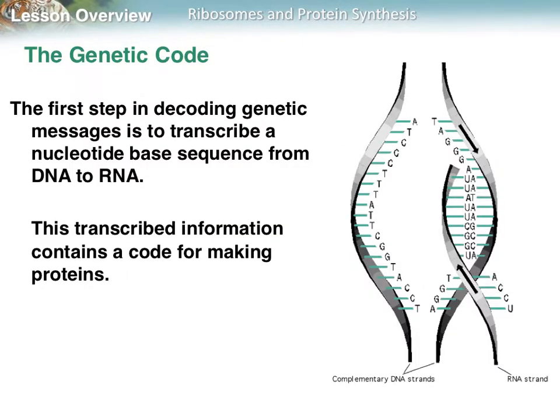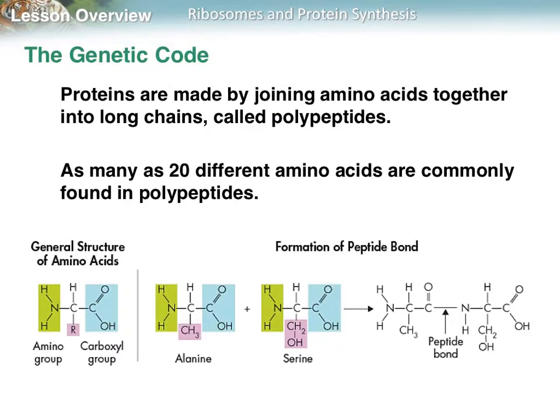As we talked about in section 13.1, the first step in decoding our genetic message is to transcribe a nucleotide sequence from DNA to RNA, so to make an RNA sequence. And this information contains a code for making proteins. As you may recall, proteins are made by joining amino acids together into long chains. These long chains are called polypeptides. There are 20 different amino acids that are commonly found in proteins.